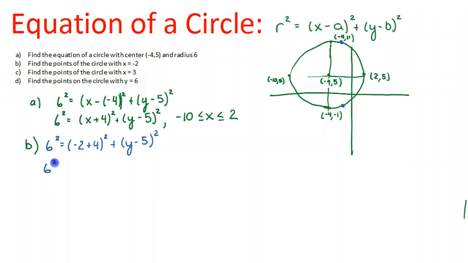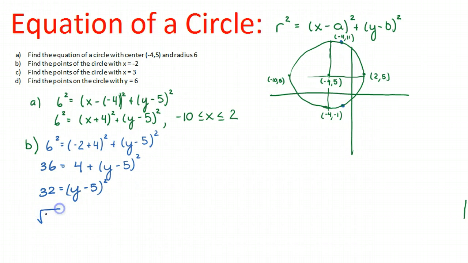So let's see, 6 squared is equal to 2 squared, which is 4, plus y minus 5 squared. So let's actually write this 6 squared as 36. Therefore, I'm going to get 32 is equal to y minus 5 squared. So now I take the square root of both sides, so the square root of 32 is equal to y minus 5, and therefore y is equal to the square root of 32 plus 5.